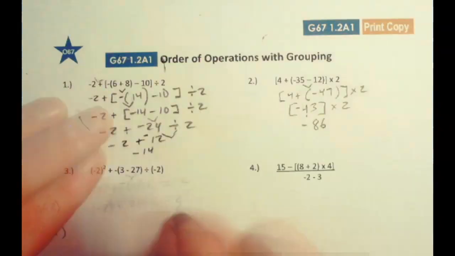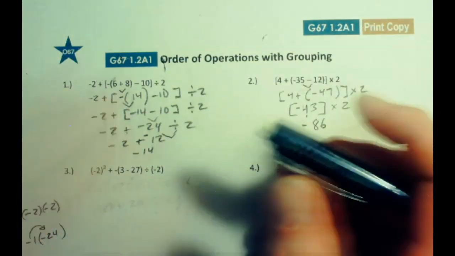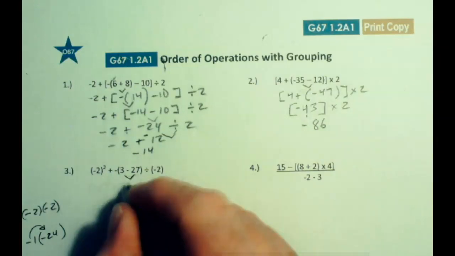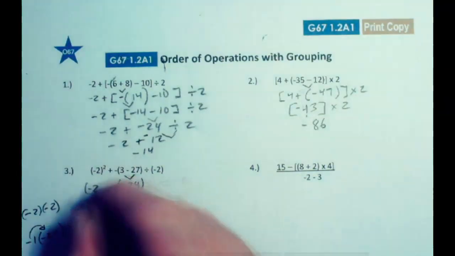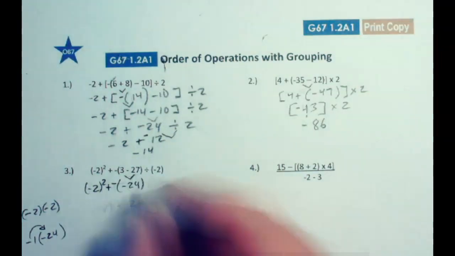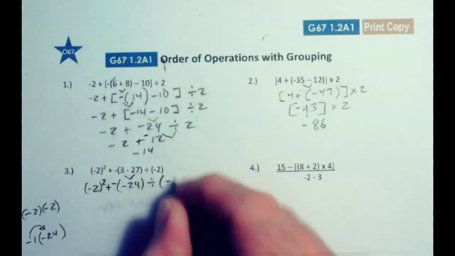Hey folks, this is a tough problem. As you can see, I've already erased it here. I want to make it a little more clear. All right, we're going to start off here. We're going to do this first. 3 minus 27, so this is minus 24. And this is negative 2 squared plus a negative, and then that's negative 24. We still have divided by a negative 2 over here.